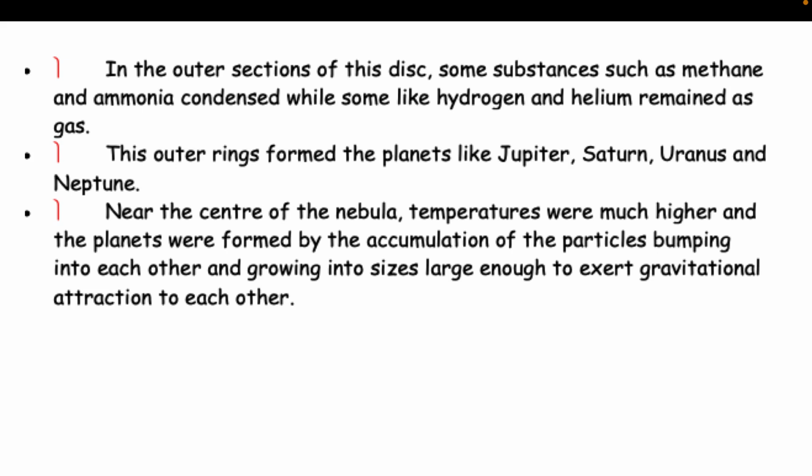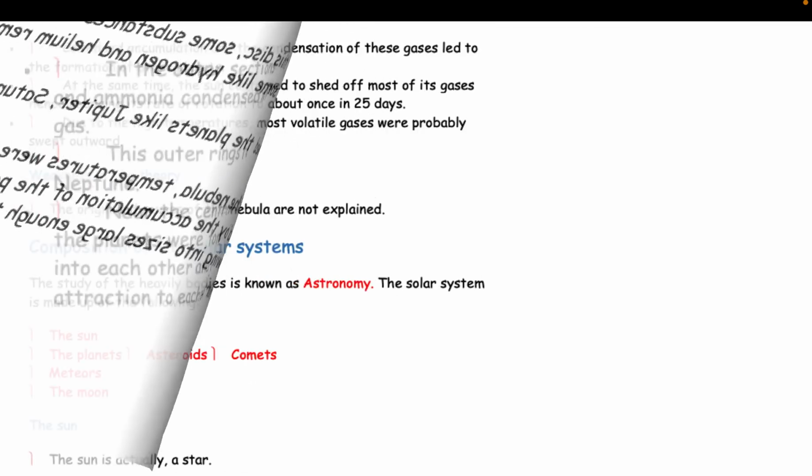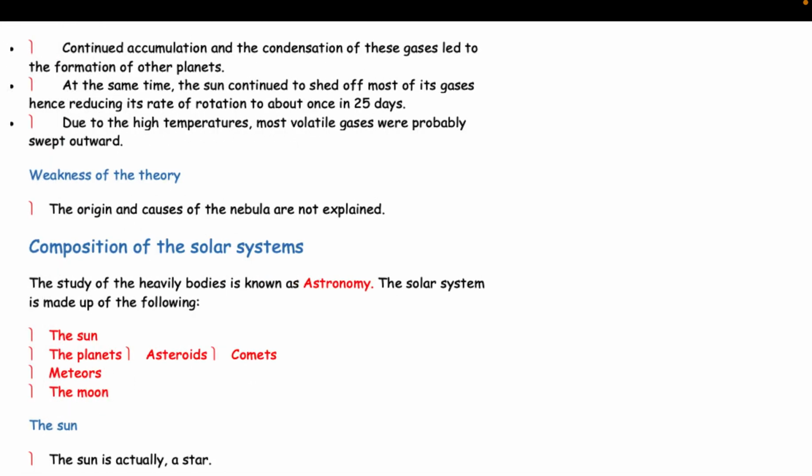Near the center of the nebula, temperatures were much higher and the planets were formed by the accumulation of particles bumping into each other and growing into sizes large enough to exert gravitational attraction on each other. Continued accumulation and condensation of these gases led to the formation of other planets. At the same time, the Sun continued to shed off most of its gases, hence reducing its rate of rotation to about once in 25 days. Due to the high temperatures, most volatile gases were probably swept outward. Weakness of the theory: the origin and causes of the nebula are not explained.